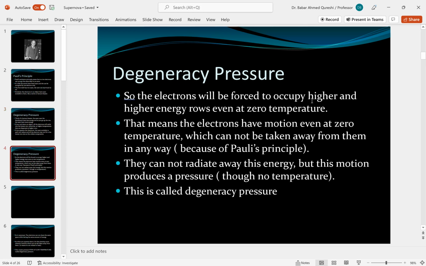So the electrons will be forced to occupy higher and higher energy rows even at zero temperature. That means the electrons have motion even at zero temperature, which cannot be taken away from them in any way because of Pauli's principle. Because if you want to take that motion away, they will have to move down into the lower rows, but there's no vacancy there. So they cannot radiate away this energy. So gravity cannot crush it to make it radiate away, because remember, when gravity crushes, you have to radiate away this energy. But this motion produces a pressure, not a temperature. There's no temperature because you cannot feel it, because this motion does not transfer energy to your hand. And this is called the degeneracy pressure.